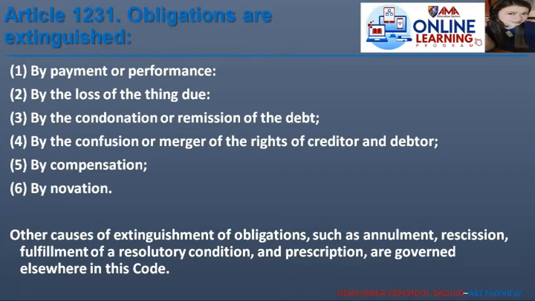Second, by the loss of the thing due. Third, by the condonation or remission of the debt. Fourth, by the confusion or merger of the rights of creditor and debtor. Fifth, by compensation. And sixth, by novation. Other causes of extinguishment of obligations such as annulment, rescission, fulfillment of a resolutory condition, and prescription are governed elsewhere in this Code.